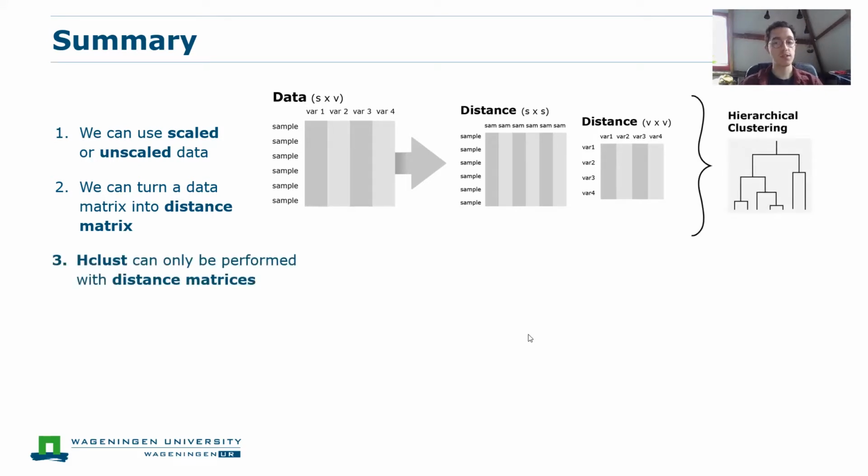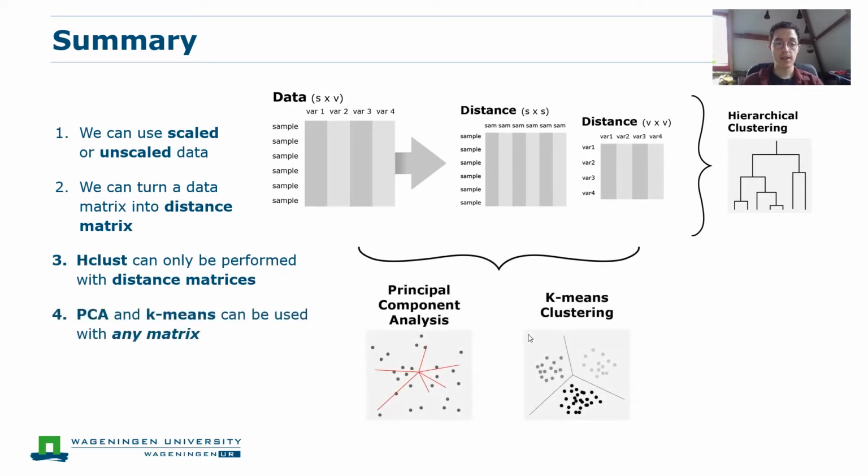And you can use those distances to create hierarchical clustering. And then the non-parametric methods, PCA and k-means, can be used with any matrix. So with the data matrices, with the distance matrices, with scaled data or unscaled data, it doesn't matter. And in fact, using the data matrix with scaled distances and creating the principal components is the same as doing the data matrix directly and scaled.